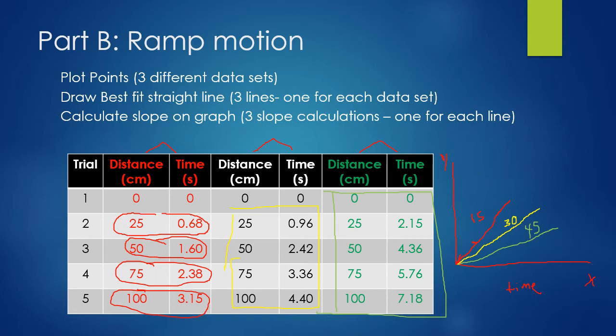So you are going to have 3 different data sets, 3 different best fit straight lines, and 3 different slope calculations. So remember, when we were calculating slope, we said what we're calculating is the velocity of that vehicle. So what you should be seeing is that as the elevation increases, the velocity of the vehicle is decreasing because it's harder to climb a steeper slope.